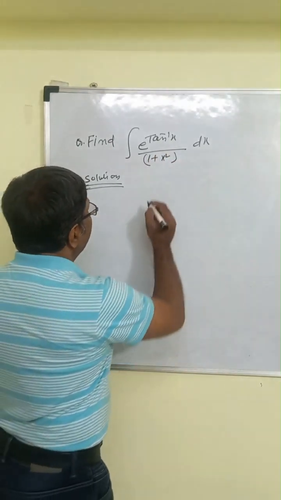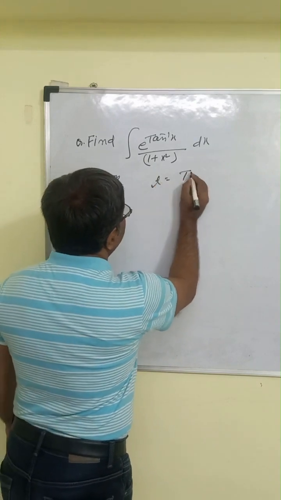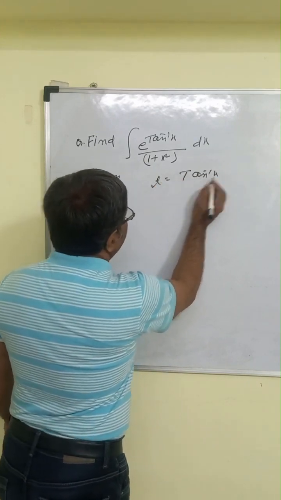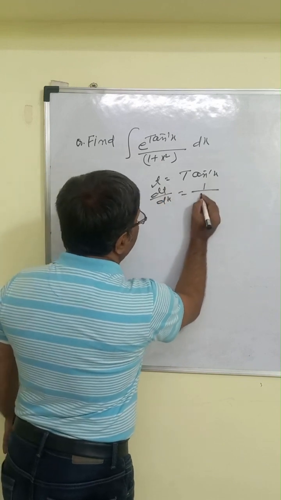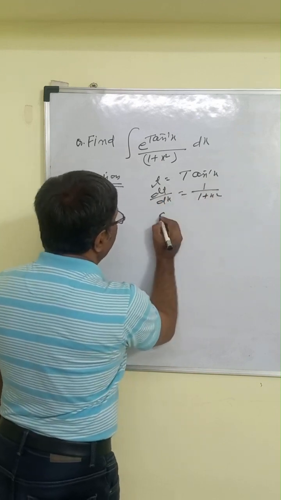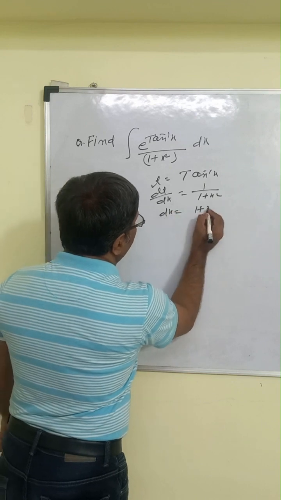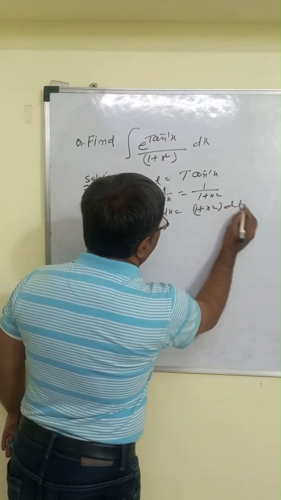So just put t equal to tan inverse x. Now you find dt by dx. The derivative of tan inverse x is 1 by 1 plus x square. So you can find dx equal to 1 plus x square dt.